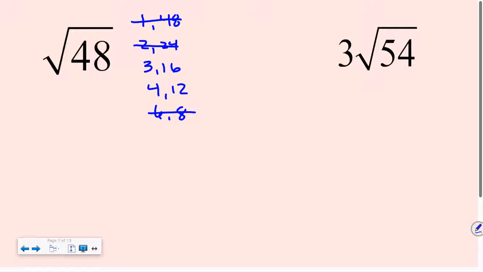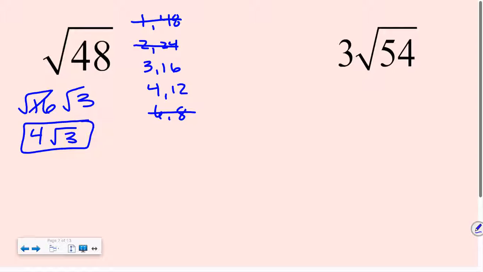16 is a perfect square, as is 4. If I pick the greater one, it's less work. So if I break down 48 as the square root of 16 times the square root of 3, what's the square root of 16? 4. Do I know what the square root of 3 is? No. So then I would stop at 4 square root of 3.